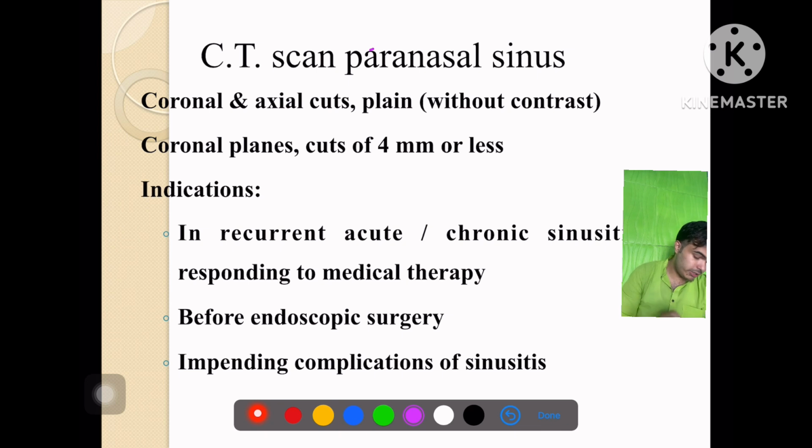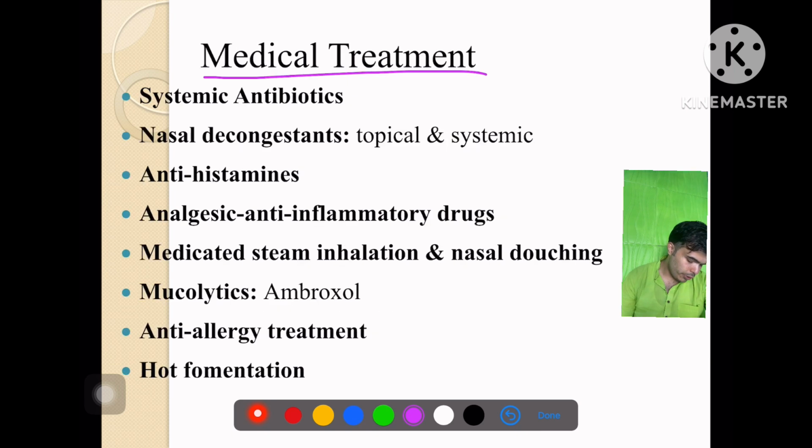Now come to the treatment modality. For medical treatment, you are going to give antibiotics, nasal decongestants, antihistaminics, analgesics and anti-inflammatories, mucolytics, anti-allergics, and hot fomentation.